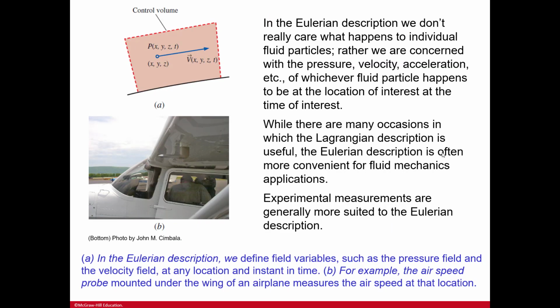Here in the Eulerian description, again, we don't really care what happens to the individual particles because we're looking at the process or the volume as a whole, that control volume, okay? Here at the bottom, you can see a description. So in the Eulerian description, we define field variables such as the pressure field and the velocity field at any location in an instant in time. Okay, for example, the airspeed probe mounted under the wing of an airplane measures the airspeed at that location, right?